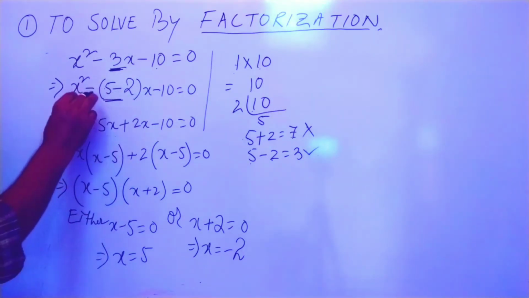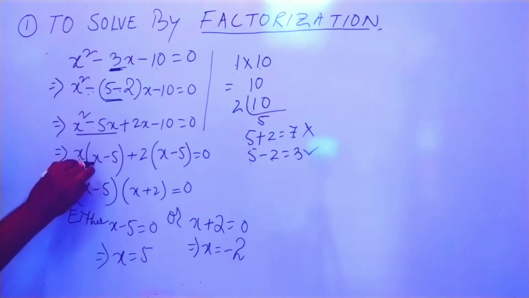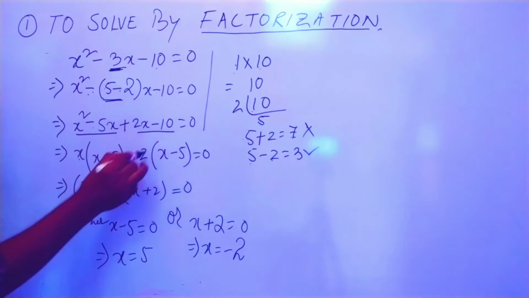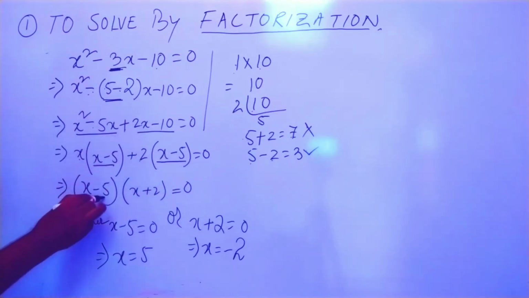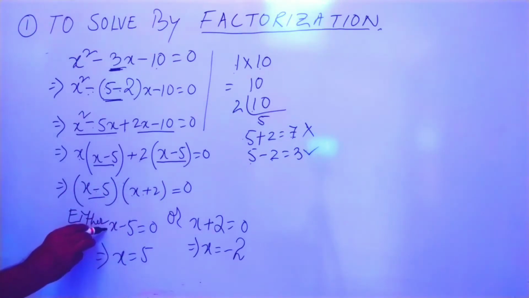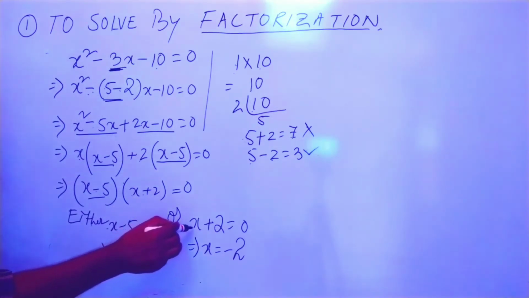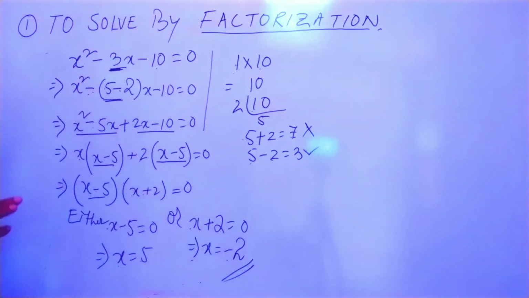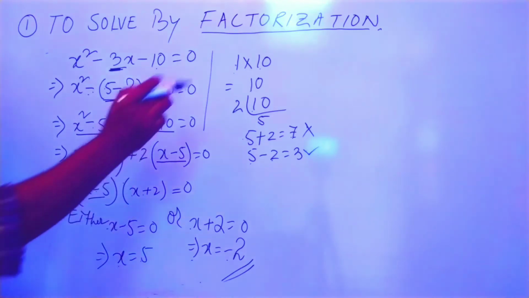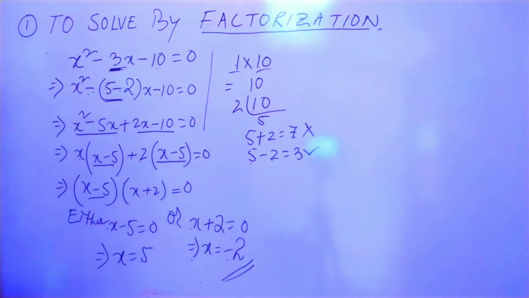Minus into plus is minus, minus into minus is plus 2x. From the first two terms we take x common, so we are left with x minus 5. From the other two we take 2 common, and x minus 5 is common in both. Now we take x minus 5 common, left with x plus 2. Together it equals 0, so we take it separately. Either x minus 5 is equal to 0, so x equal to 5, or x plus 2 is equal to 0, that means x equal to minus 2. This is the procedure to solve by factorization. We have to take the coefficient of x square and the constant term and check by adding and subtracting.